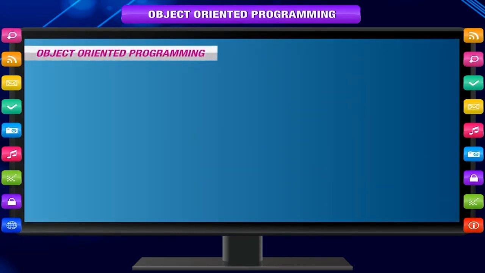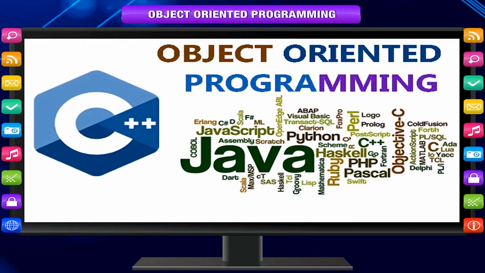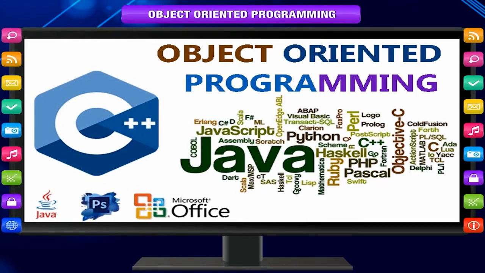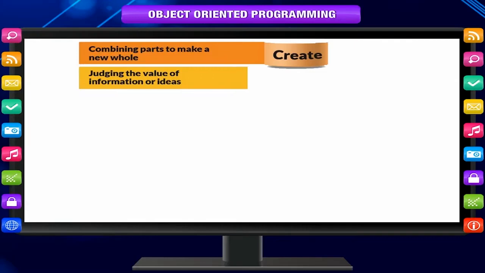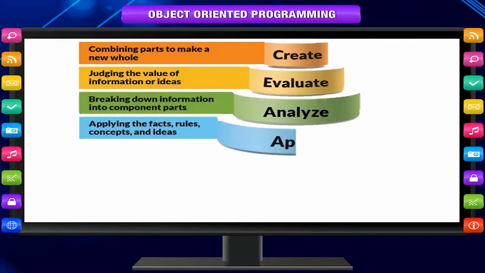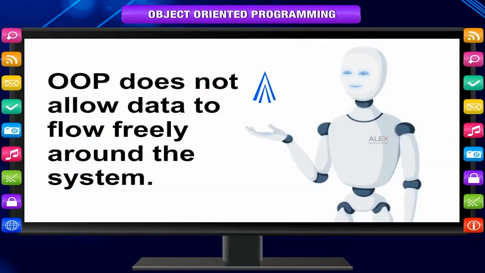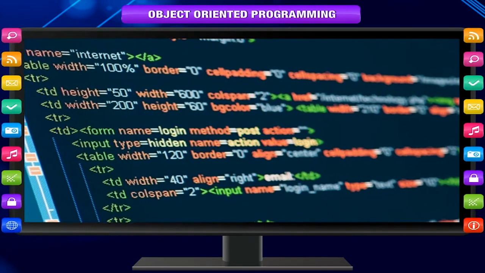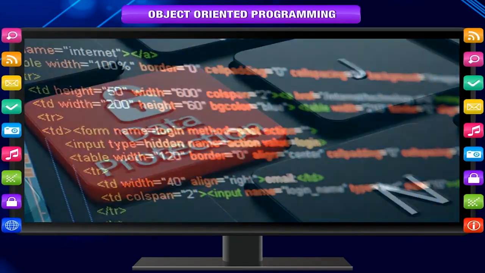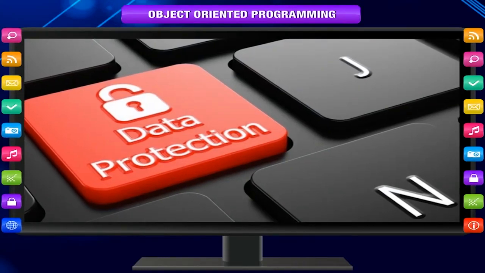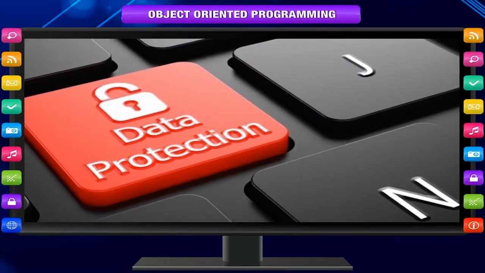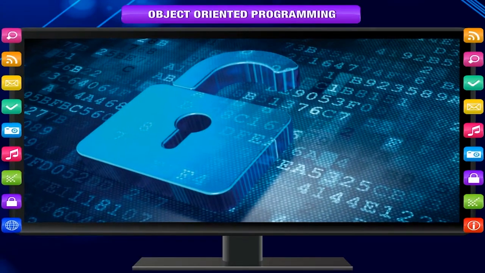Object-oriented programming. Object-oriented programming is an approach to program organization and development. It has nothing to do with any particular programming language. The major objective of developing this concept is to eliminate some of the flaws encountered in the procedural approach. OOP does not allow data to flow freely around the system. It ties data and the functions that operate on this data together and protects it from unintentional modification by other functions. This is known as data hiding.